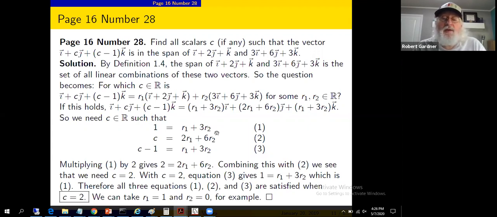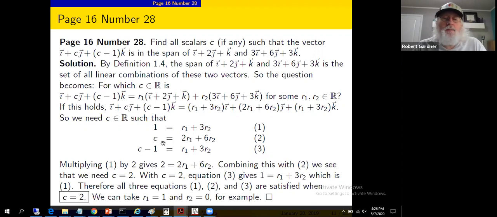What you've got here when C equals 2, you've got this equation. The second equation, with C equals 2, is twice the first equation, so it's no new information. And with C equals 2, the third equation is just the first equation. With C equals 2, you really don't have 3 different pieces of information. You've got 1 piece of information, and it's the first equation. So can you find R1 and R2 that satisfies the first equation? Because if you can, it'll satisfy the other 2 when C equals 2.